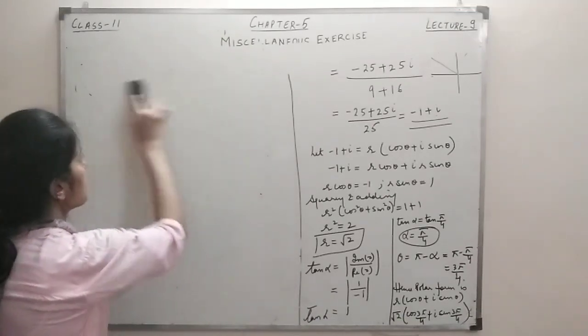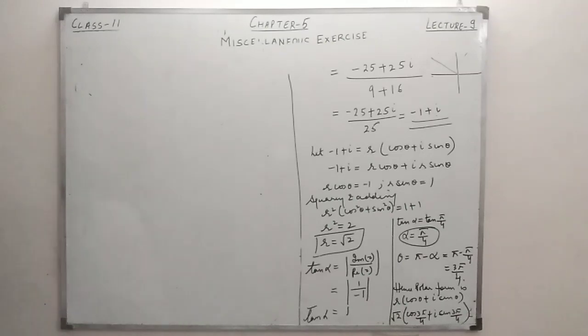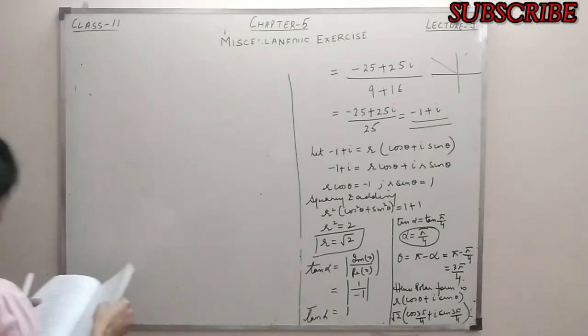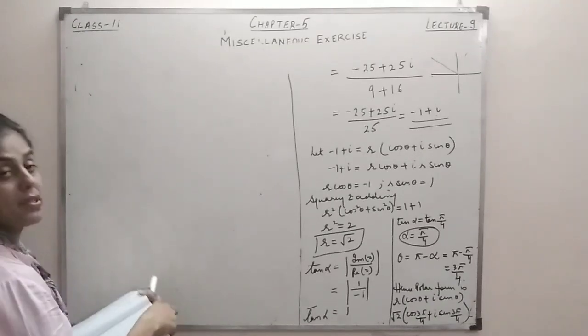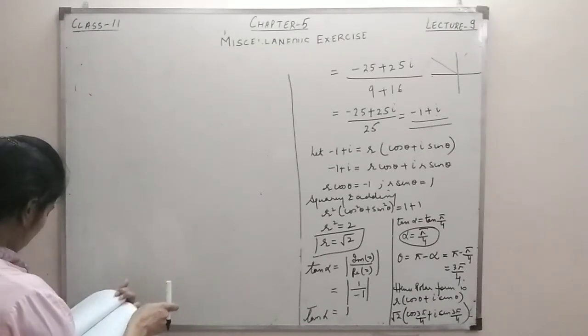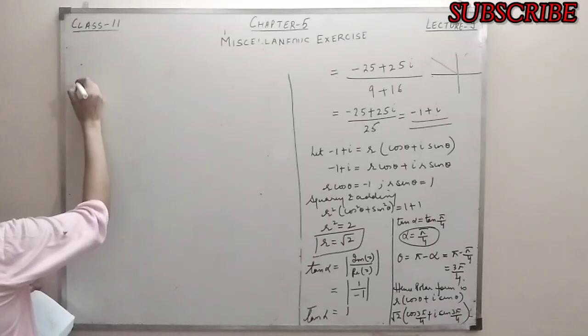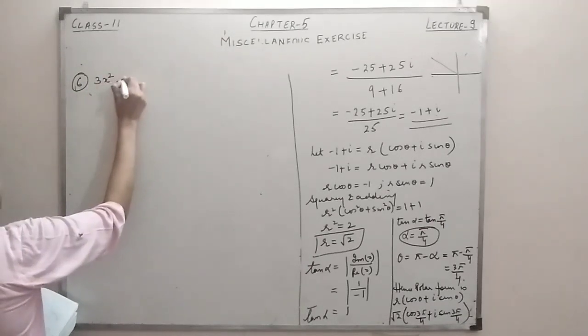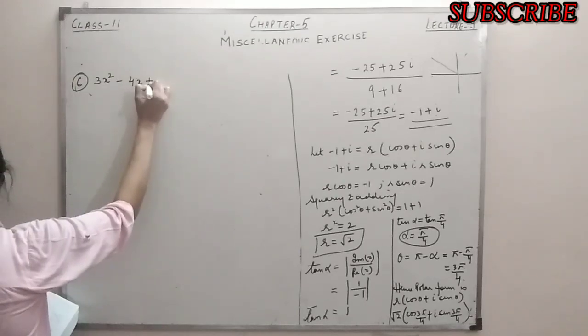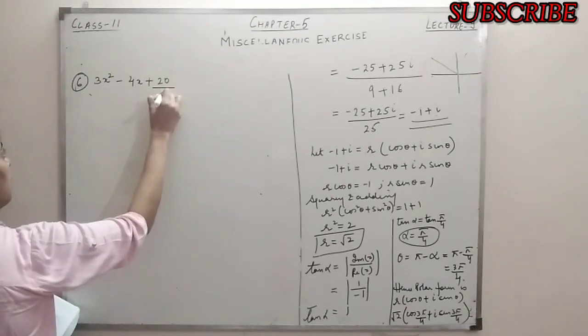Now in question number 6, solve each of the equations in exercises 6 to 9. It means for questions 6 to 9 we have to solve the quadratic equation, which we have done in our last exercise. So one part we will do, question number 6 I am doing, and the rest, parts 7, 8, 9, you will do yourself.